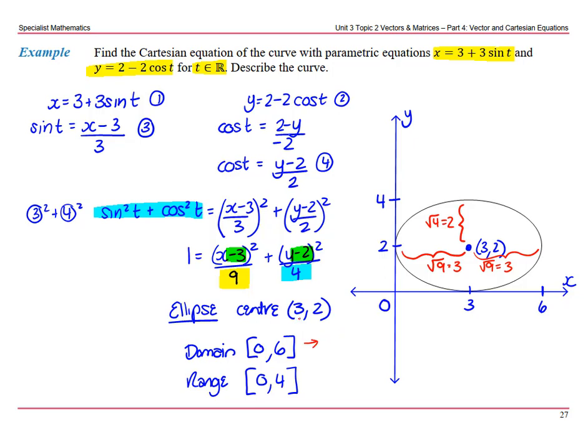Again, you could work that out without graphing. You would just get your center point for x and go 3 take 3 equals 0, 3 plus 3 equals 6, and for your y you'd work with the 2. 2 plus 2 equals 4, 2 minus 2 equals 0.